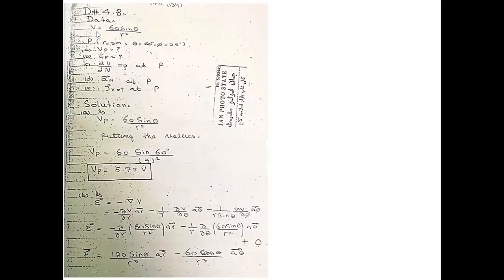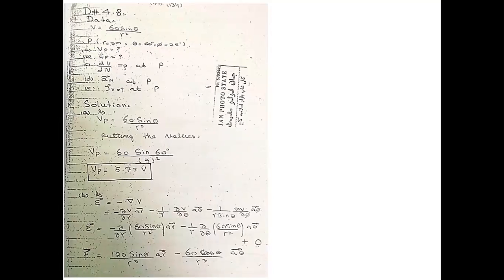We are given V is equal to 60 sine theta over r square, and the given point is P, where r is equal to 3 meter, theta is equal to 60 degree, and phi is equal to 25 degrees. So it means the point of observation is in the spherical coordinate system. The first point is we have to find VP and EP, the second point.